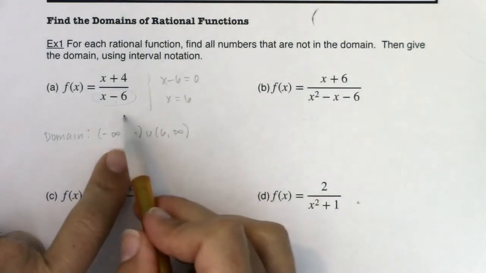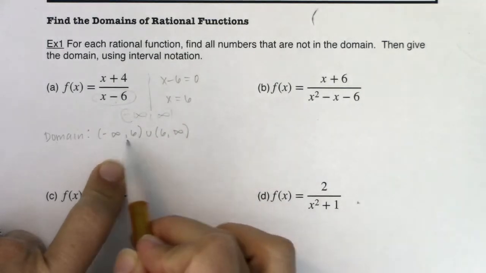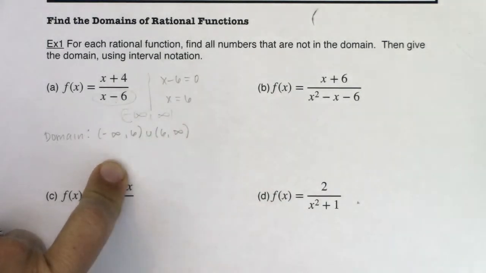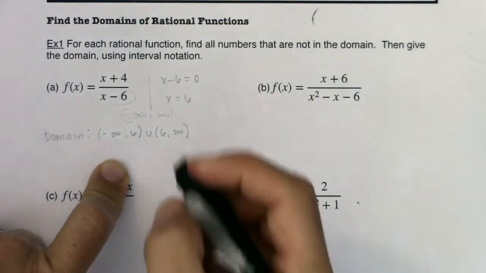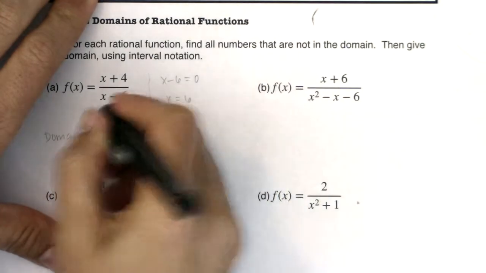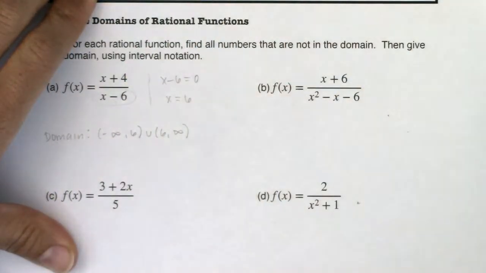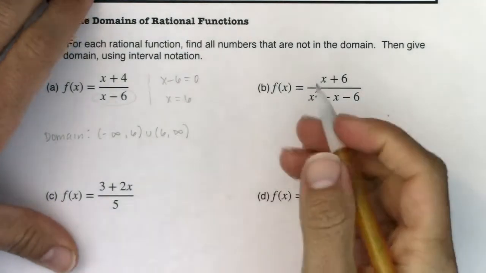You take that one interval that was initially negative infinity to infinity, and you split it up into two intervals with the 6, or whatever number you want to boot out of your domain, being the cutoff for those new parentheses. All right, so let's take a look at part B, all right?